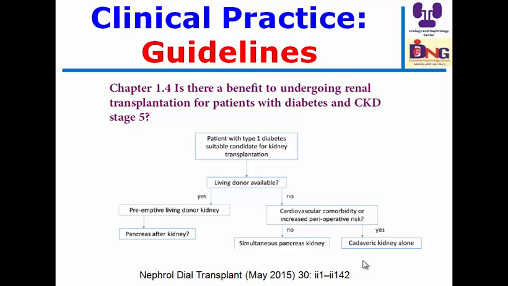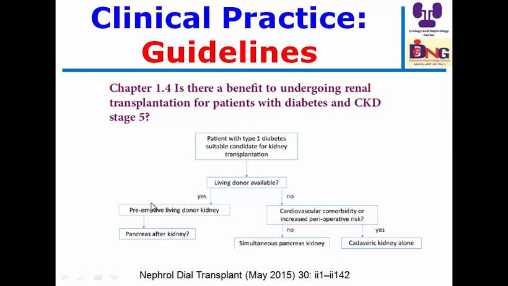This is a very nice algorithm. If the patient has end-stage kidney disease because of type 1 diabetes and has a living donor available, go ahead with preemptive living donor kidney transplantation, and you may consider pancreas after kidney. So this is a nice approach.